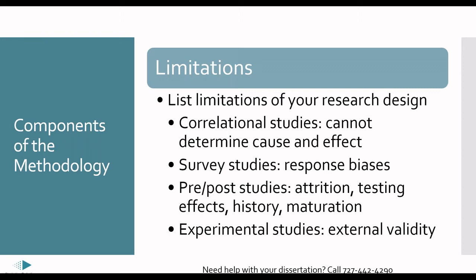In survey studies, you may want to talk about limitations relating to response biases. So, for instance, social desirability bias or biases relating to self-report. So if you're asking people to self-report certain things, that may be less accurate than measuring those things directly. And in repeated measure studies, such as pre and post studies, you may have limitations related to attrition, testing effects, history, or maturation.